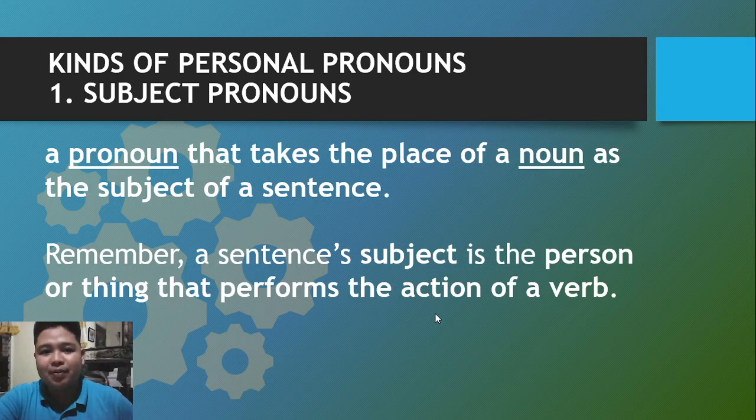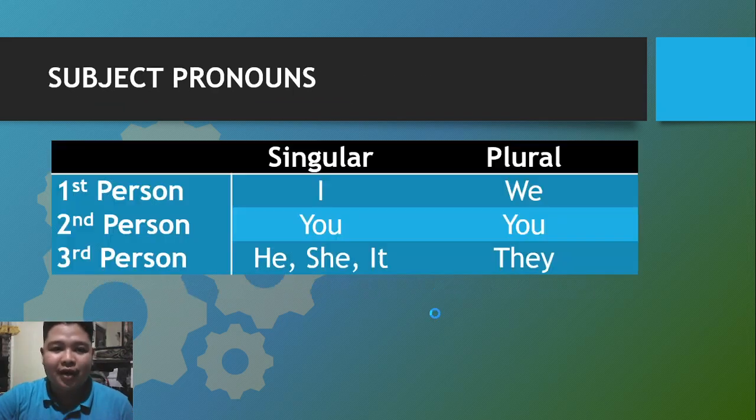First, subject pronoun. When you say subject pronoun, this takes the place of a noun as the subject of the sentence. Always remember that a sentence's subject is the person or thing that performs the action of a verb. Again, first person, second person, and third person. These are the different kinds of subject pronouns that we're going to use: I, we, you, he, she, it, and they.